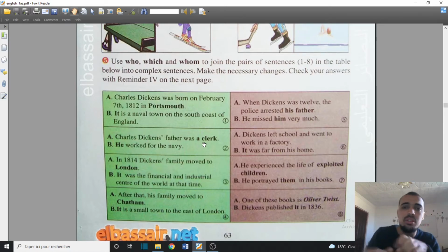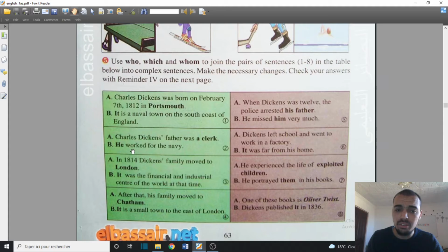A clerk, we said, is a person who pulls the merchandise. He worked for the Navy. If I would like to link them or put them together, I say, Charles Dickens' father was a clerk. Then I would like to put them together directly. Who, I use who, we said, for a person. A clerk who, here I write who, and of course I omit he in order to avoid repetition.